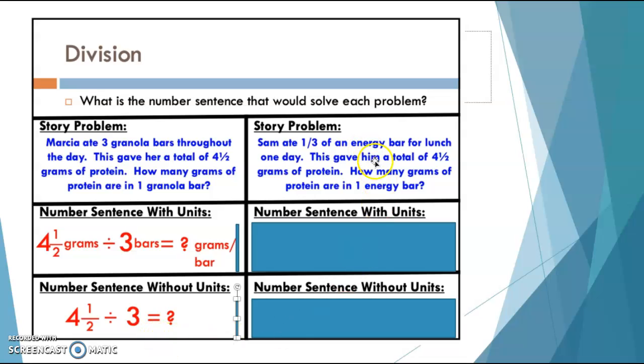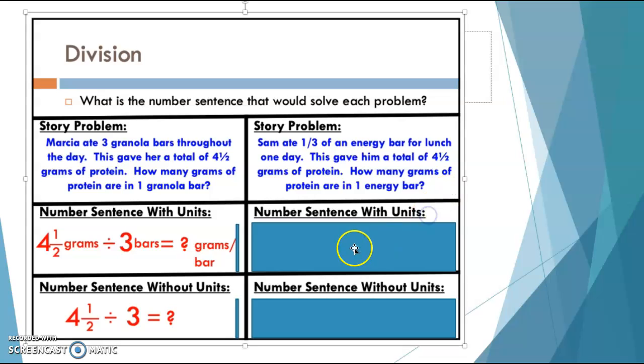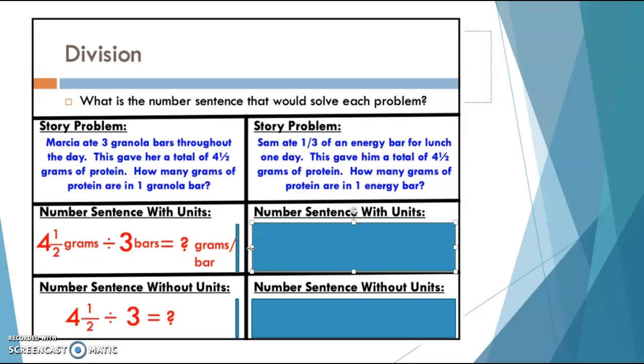Sam ate 1/3 of an energy bar for lunch one day. This gave him a total of 4.5 grams of protein. How many grams of protein are in 1 energy bar? Hit pause. Write down your number sentence with units and then your number sentence without units. When you're ready, you can hit play.